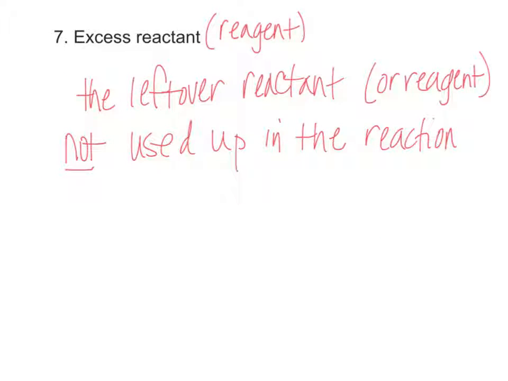So the opposite of limiting reactant is the excess reactant or reagent, and it is the leftover reactant or reagent that is not used up in the reaction. And so, of course, when we're doing our theoretical yields and we're doing a limiting reactant problem, it'll be the one that produces the higher amount because you would run out of the limiting reactant first, so you would have a lot of this left over.